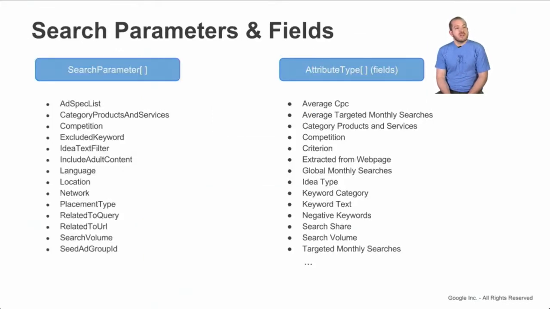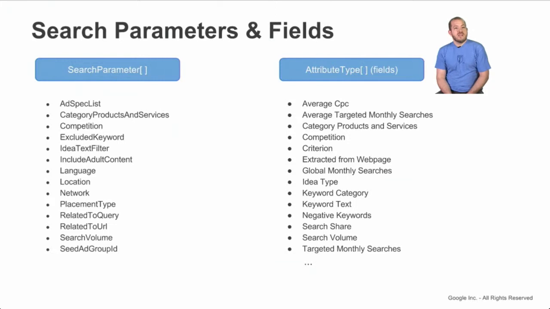So if you actually look at the search parameters and attribute types in tandem, you can see on the left here, these are search parameters. These are the type of things that you can use to configure a request. There are things in there like the URL, the keyword. If you want to get keyword ideas based on existing keywords, a keyword set, you would use the related to query parameter. You can also base your keyword ideas on a given landing page out there on the web. That's the related to URL parameter.